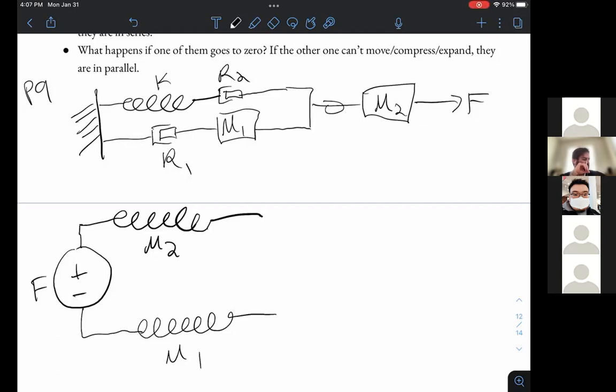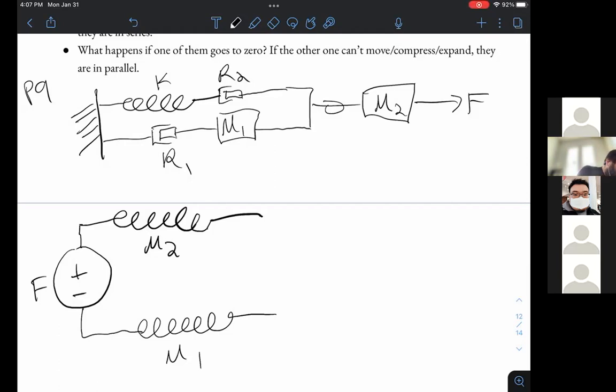Yes. No, wait, I'm sorry. No, it couldn't, right? If R1's stuck, that whole side is stuck, right? That whole side meaning R1 and M1, right? So that's all stuck together, right? Which means the other side can't do anything because this side can't compress, right?